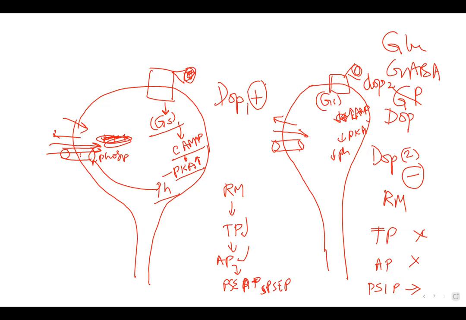Now, there are three pathways which control the basal ganglia. What are the three? One is called the direct pathway. The other is called the indirect pathway.